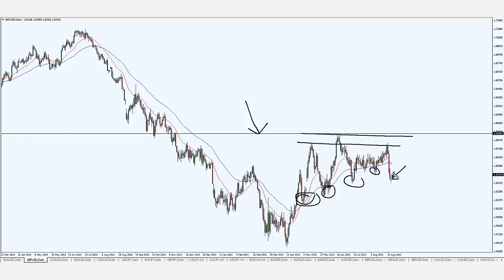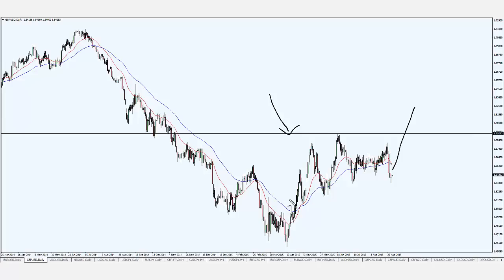But what I would like to see is price crawling up higher, and to watch whether this high over here can be taken out. Because if it can be taken out, you can expect bullish prices for the pound dollar. So that aside, the pound dollar is something that I'm watching out for as well. Because if this black line over here gets taken out, whereby price trades higher, I'll be bullish on the pound dollar, and I'll be looking for long opportunities on the pound dollar.